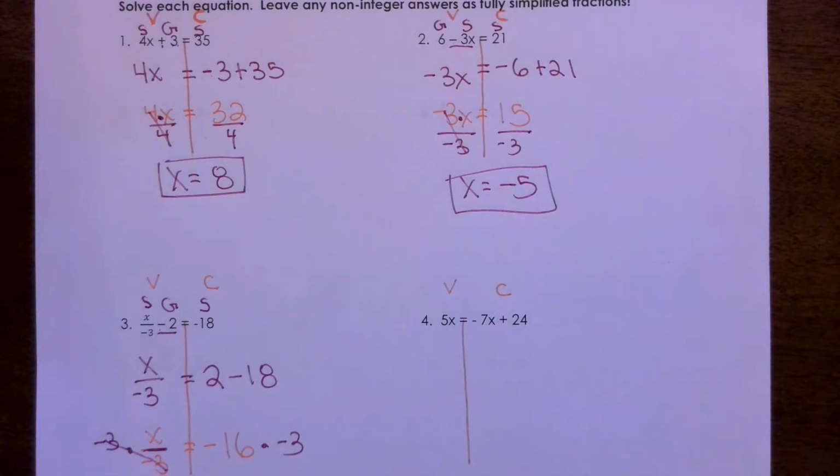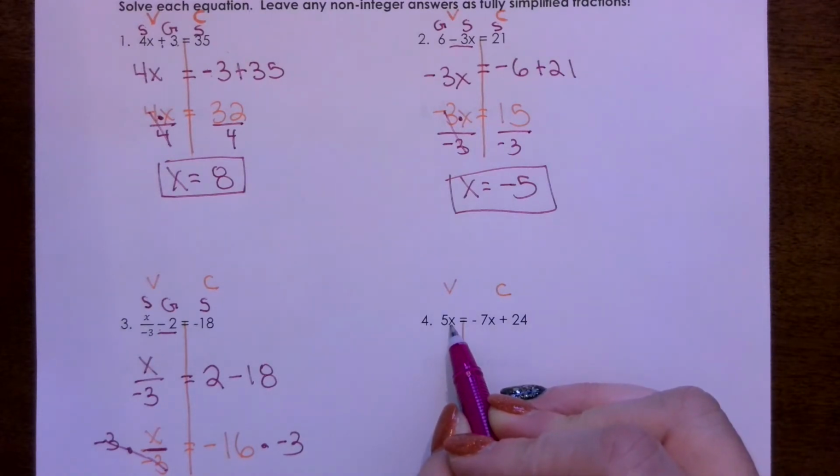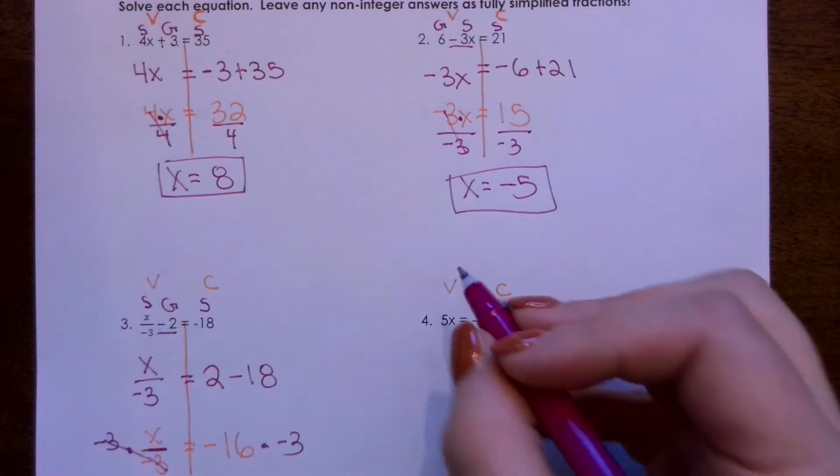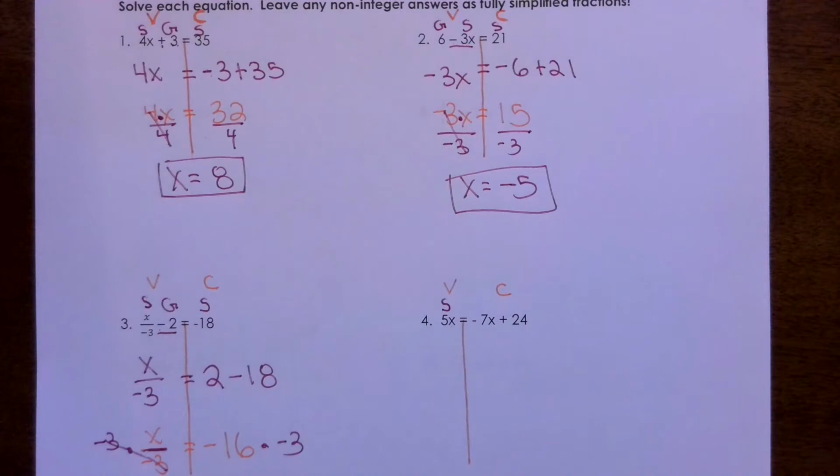Let's look term by term and see, should they stay or should they go? This is a 5x. It's a term with a variable. It's on the left, and I do want my variables to be on the left, so it will stay. This negative 7x is on the right. I don't want variables on the right. I want them on the left, so this needs to go. And now I have a plus 24. It's a constant, a number all by itself. It's on the right. I want it to be on the right, so it's going to stay.